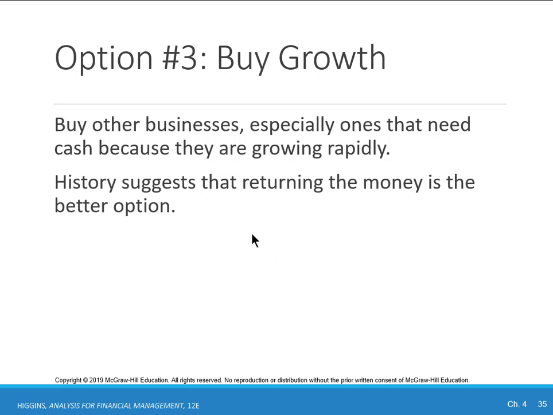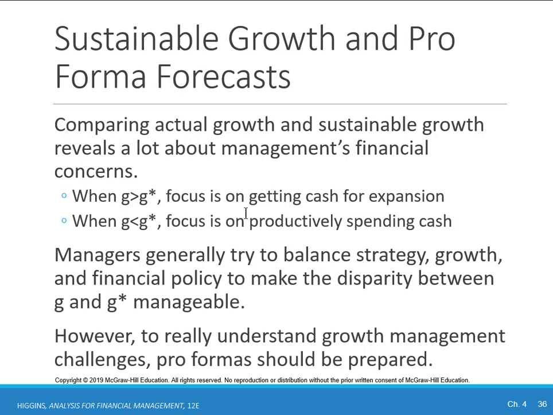So history tells us this is a little expensive. In the end, it might be better to return the money to shareholders than to go out and try to buy more businesses. So again, in the end, what does this mean, right? Management's focus, management's strategy changes depending on the imbalance. If the growth rate is greater than sustainable growth, then we have to focus on getting cash for expansion.